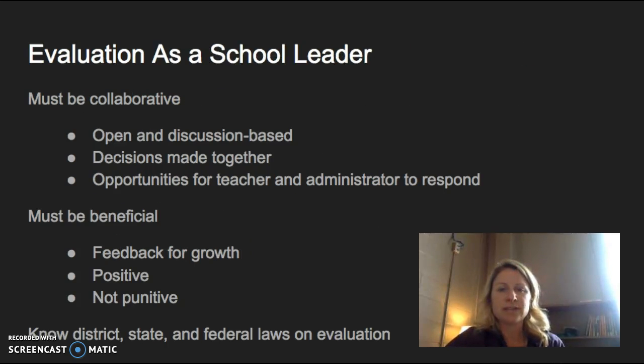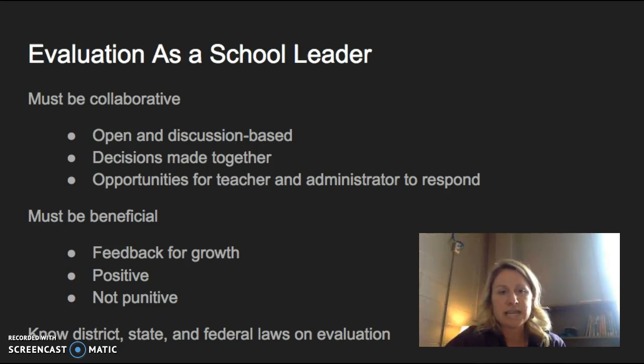And thinking about myself as a school leader and what evaluation would look like, the things that I feel like over the years I've seen really work the best is that this process must be collaborative. It needs to be really open and discussion based, asking questions of the teachers about why they are doing what they're doing, because sometimes we see just a moment of what's going on and we don't always have the best answer. Also making decisions together and having opportunities for the teacher and the administrator to respond. So making sure that voices are heard from both sides.